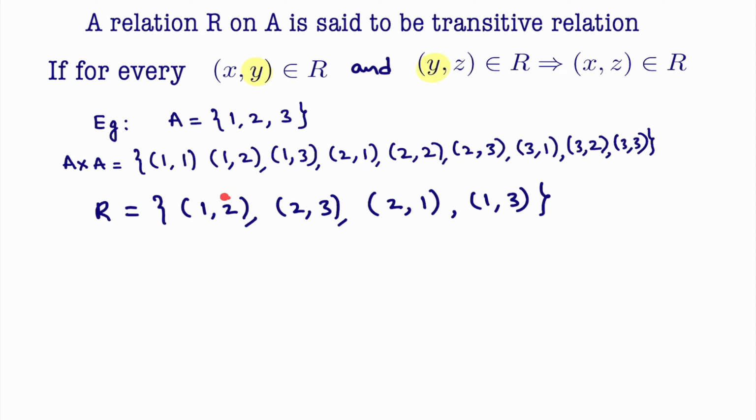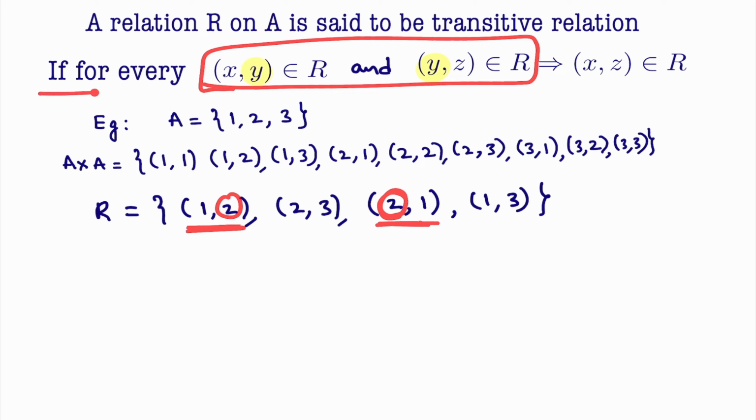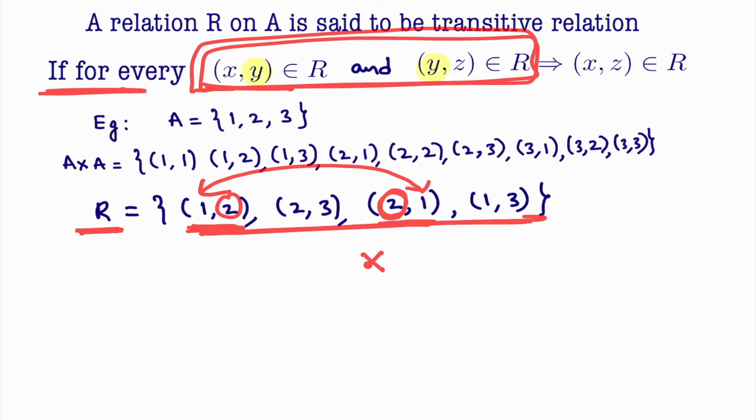Now, you can observe this ends with 2. This one also starts with 2. So, this is also like (x, y), (y, z). I hope you are understanding. For every such ordered pair, you need to check. Okay, (1, 2), (2, 1). In this case, what is (x, z)? (x, z) is (1, 1). Is (1, 1) there in this relation? No, (1, 1) is not there in this relation.